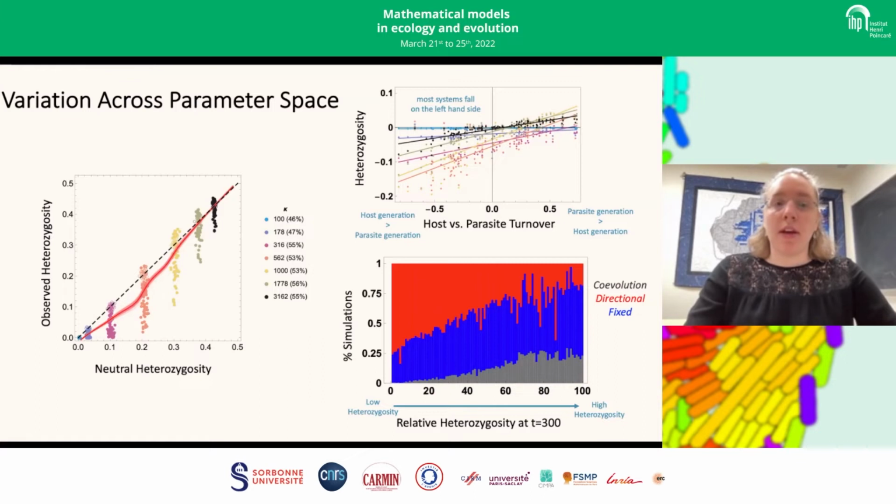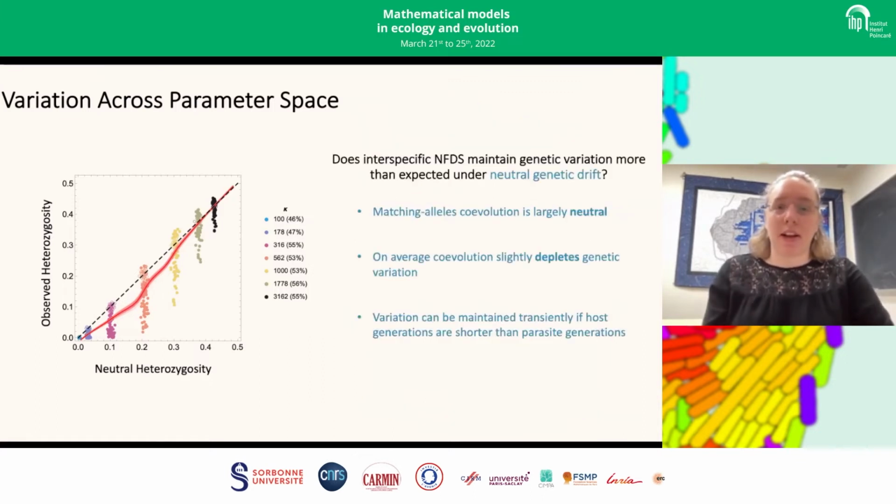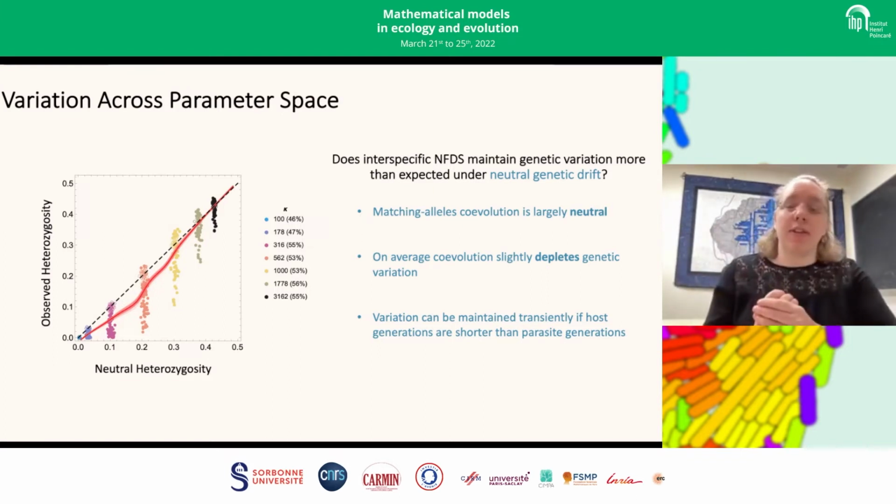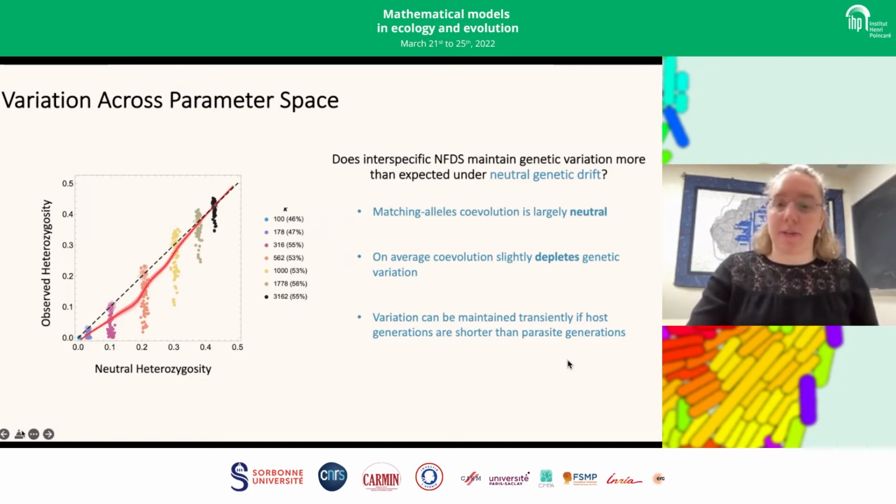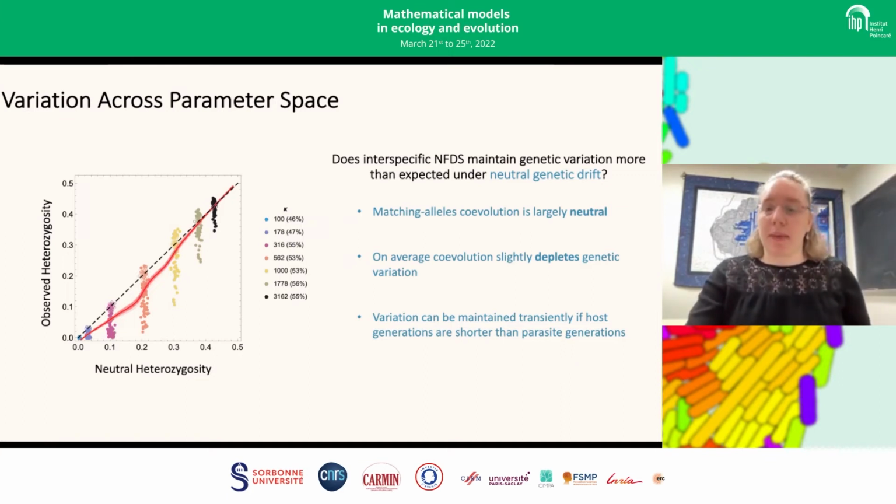All right. So what does this mean in conclusion? To answer our question, does interspecific negative frequency dependent selection maintain genetic variation? No, it doesn't. In fact, the neutral stability of those cycles makes matching alleles coevolution behave largely neutrally, but we see these small deviations above and below that neutral expectation due to the directional selection once a parasite type fixes. Okay, so variation can be maintained transiently, but will not be maintained in the long term.